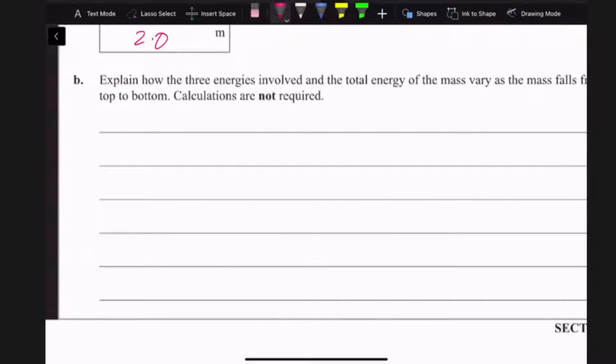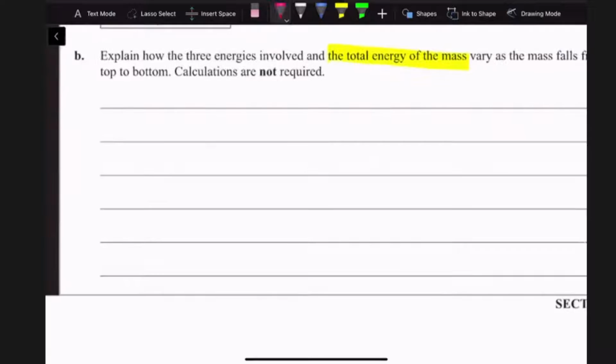So explain the 3 energies involved and how the total energy of the mass varies as it falls from top to bottom. This is a bit of a trick question because of this part, but I'll explain that in a bit. So first we have to explain the 3 energies.